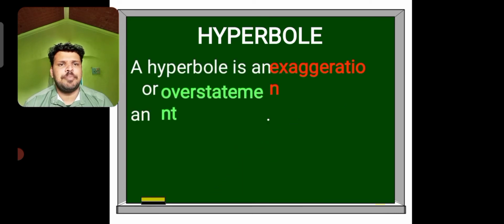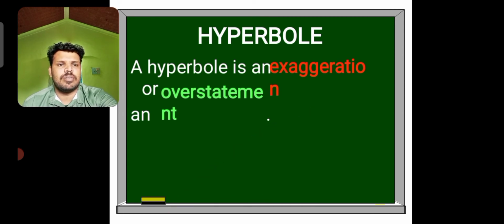Next, hyperbole. Hyperbole is very important. Hyperbole is an exaggeration of things. We are exaggerating something using the term. A hyperbole is an exaggeration or overstatement. Like, I told you 1,000 times. He didn't tell you 1,000 times, only 1 or 2 times. So this is an exaggeration of things, and this kind of exaggeration is known as hyperbole.